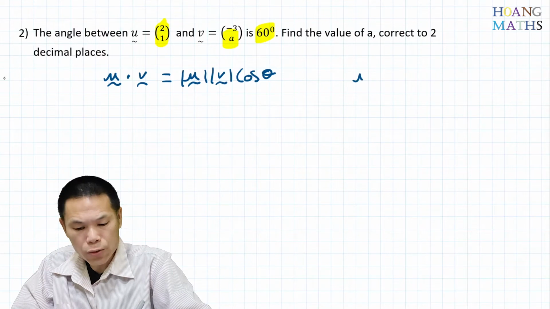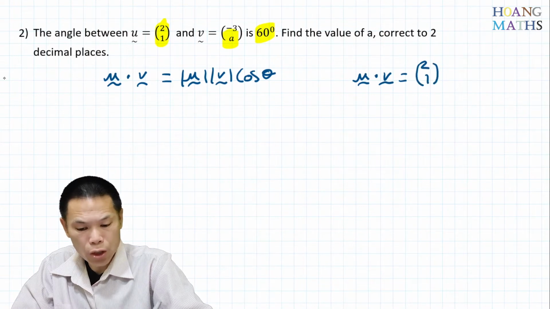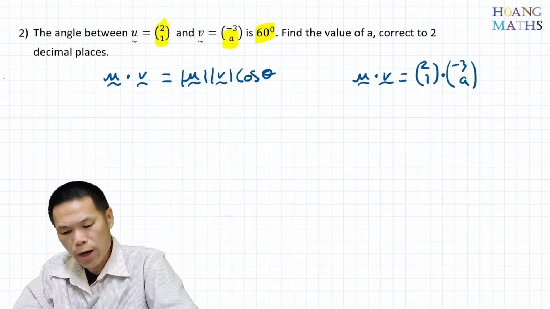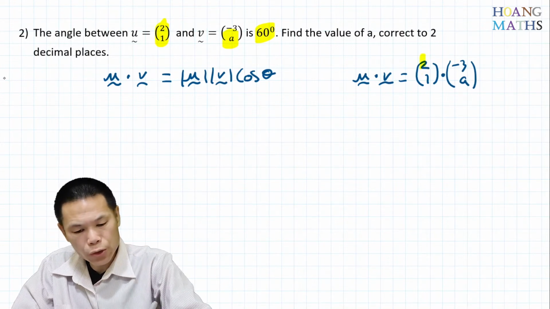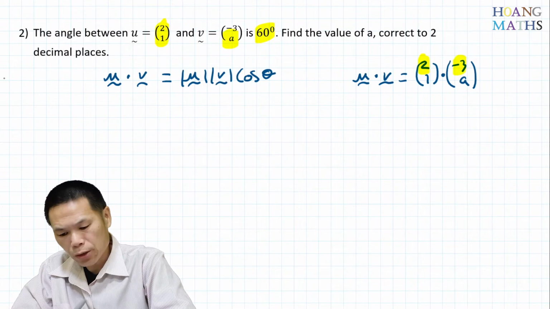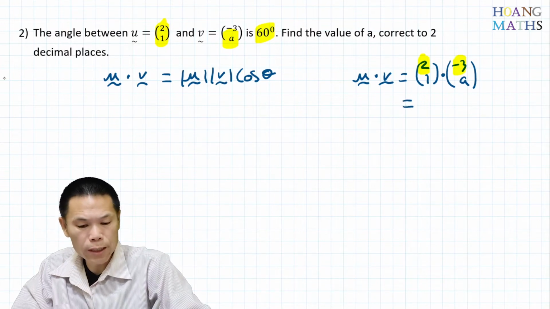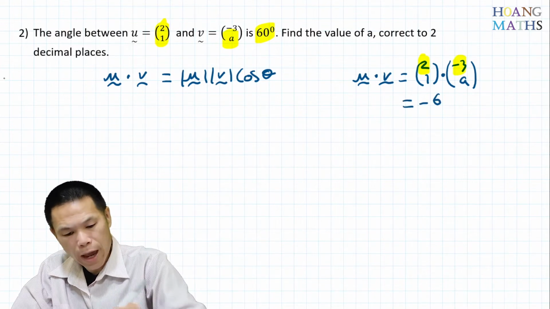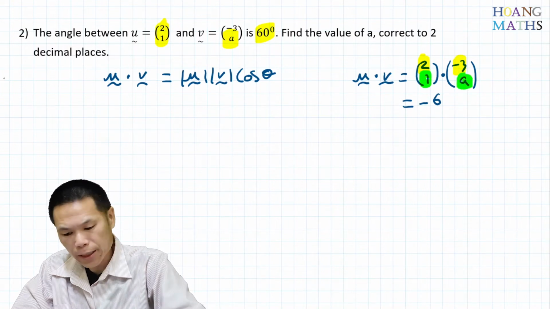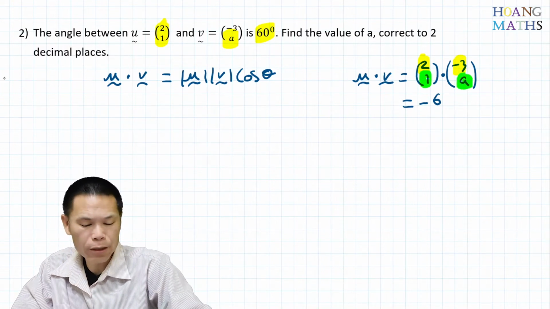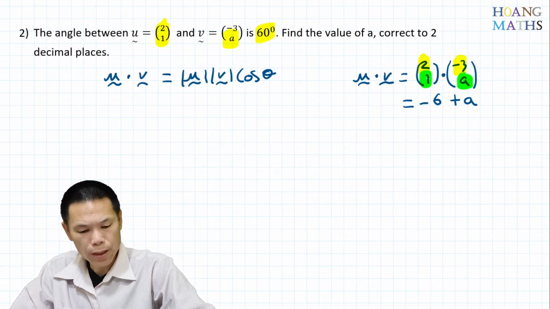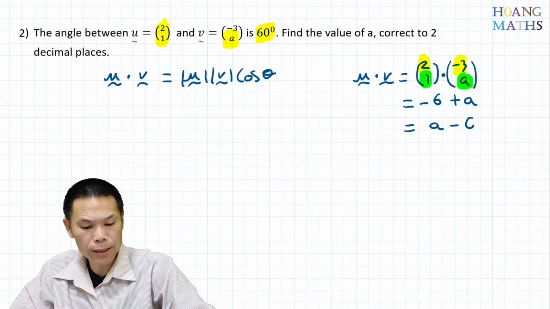So vector u dot vector v, so that becomes (2, 1) dot (-3, a). To work out the dot product, 2 times -3 is -6. And then we have 1 times a, which is a, so plus a. And this is exactly the same as a minus 6.